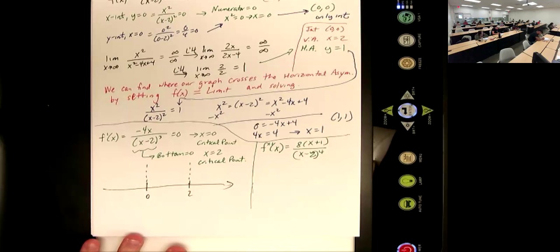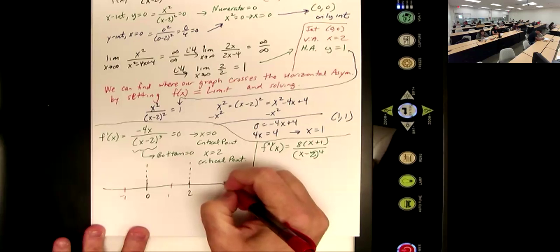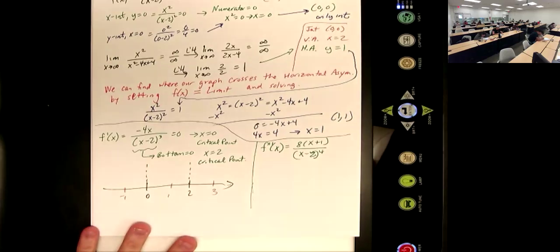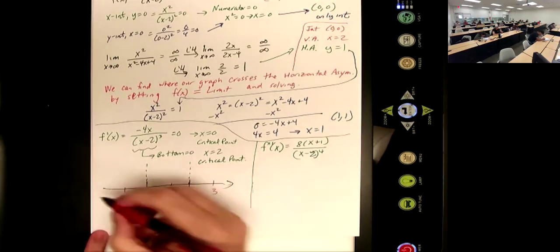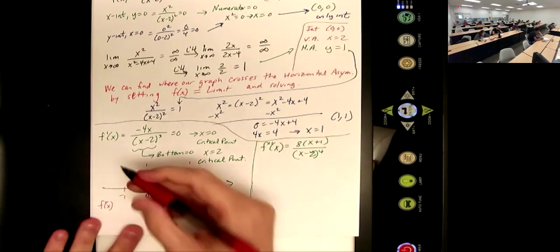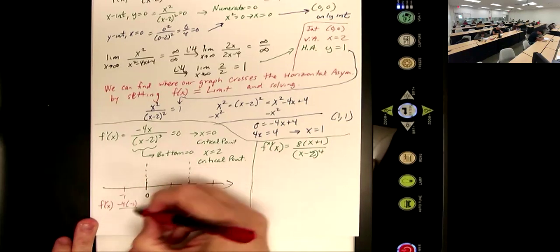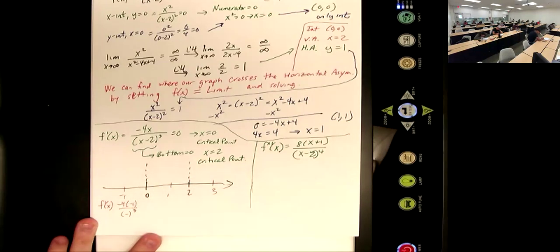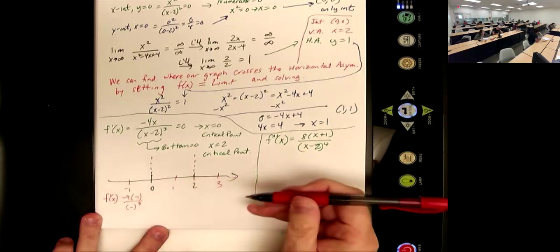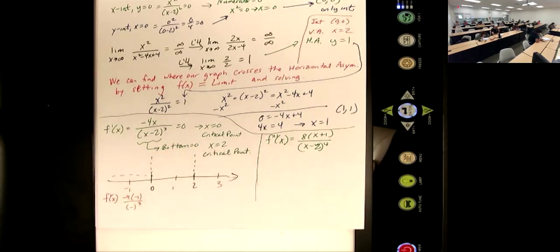So maybe we do -1, 1, and 3, if you'd like. We look at f prime. I've got -4 times -1 over a negative number cubed. I have 5 negatives. This is a negative region.